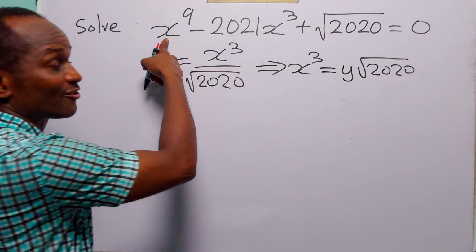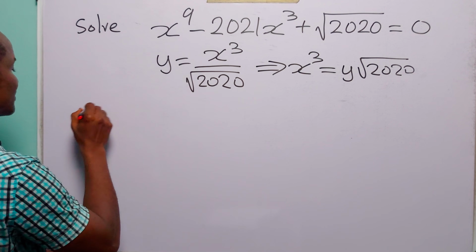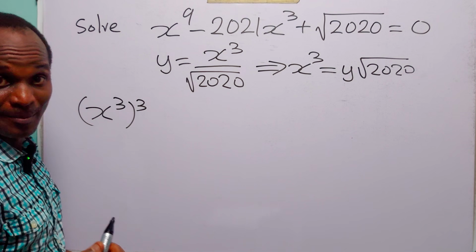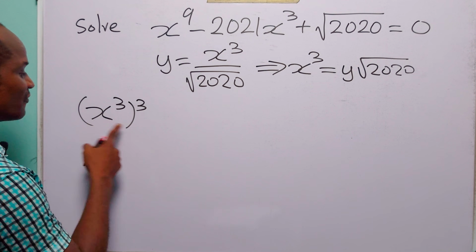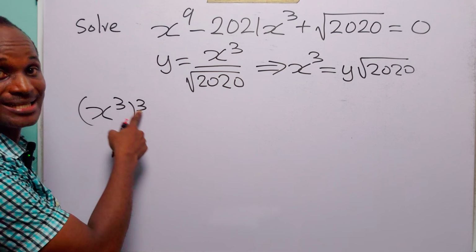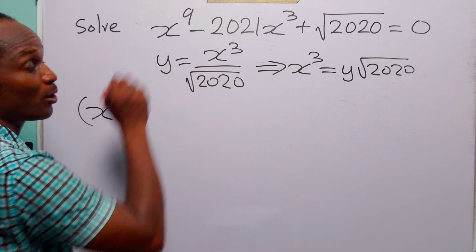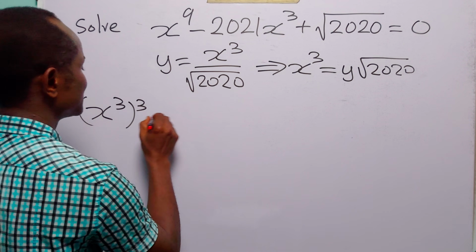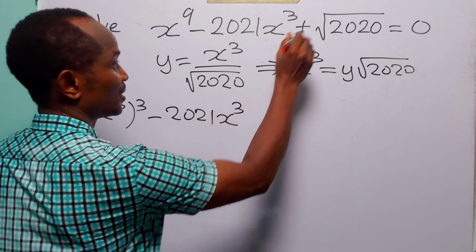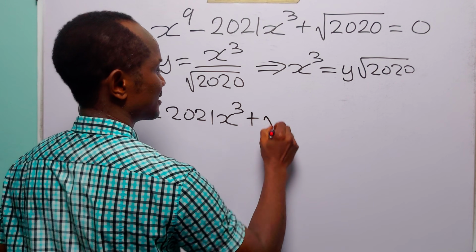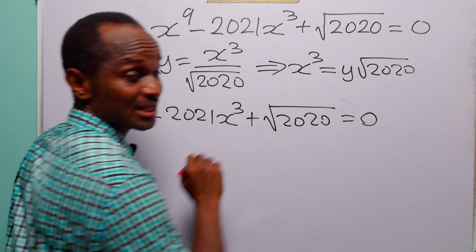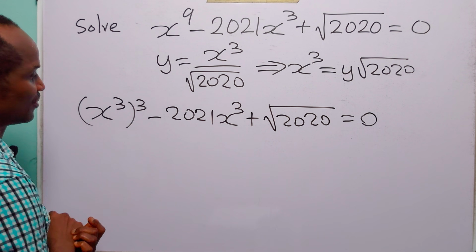Now, remember that we can write this first term as x cubed cubed, because from our laws of indices, to get rid of these brackets, all we need to do is to multiply these two powers, and 3 times 3 is equal to 9. Here we still have minus 21 x cubed, and of course the constant term is still root 20, and everything is equal to 0.